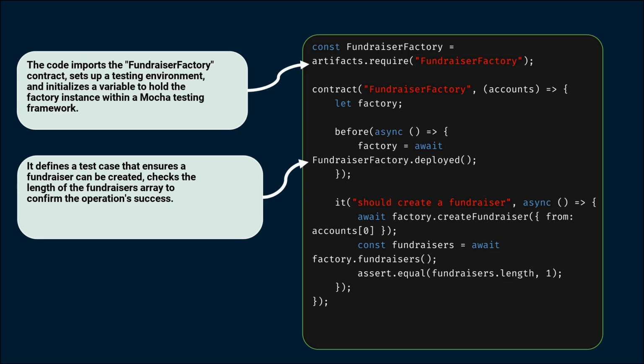Now let's see how we can verify if our fundraising functionality works as intended. In our first test case, we invoke the createFundraiser function from the factory instance. This creates a new fundraiser contract, which should result in an increase in the length of the fundraisers array. We assert that this length equals 1, confirming that a fundraiser contract has indeed been created. Additionally, we can extend our testing suite to include scenarios for donations and withdrawals, verifying that only the authorized beneficiary can withdraw funds and that donations are properly recorded. This comprehensive approach strengthens our contract's reliability, ensuring each function operates according to its defined logic.